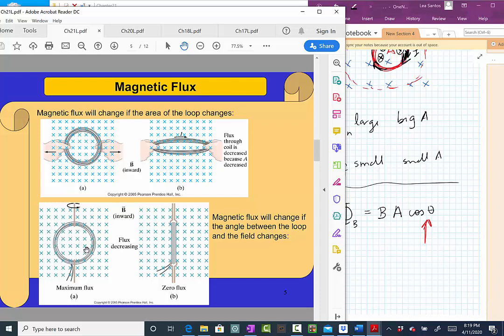So I go from this initial scenario where the magnetic flux is large to this scenario where the magnetic flux becomes zero. That again is going to induce a current. So in the next slide I'm going to illustrate this case so we can discuss the direction of the induced current for this case.